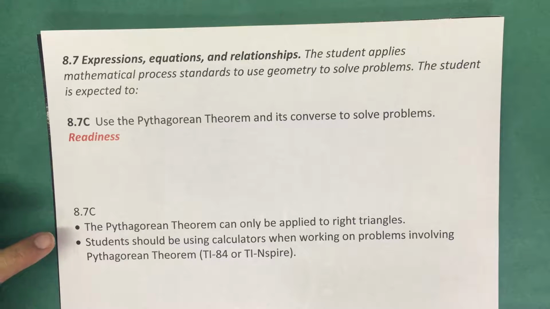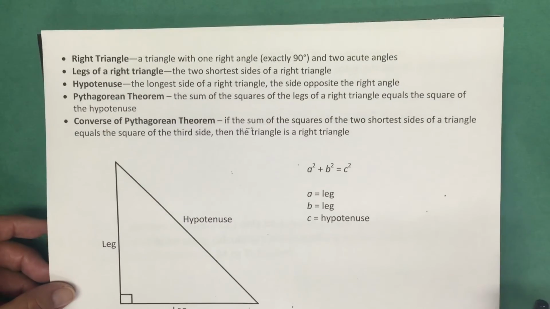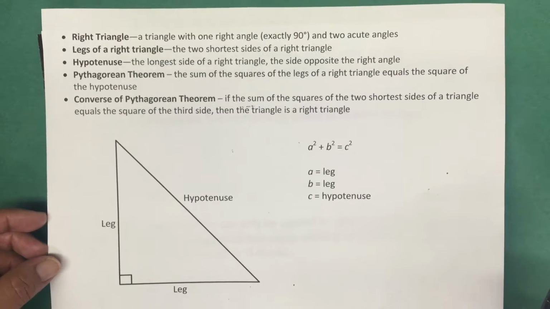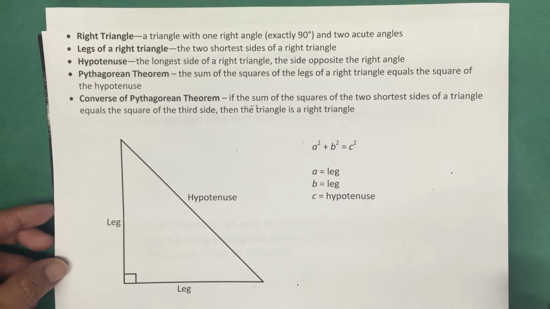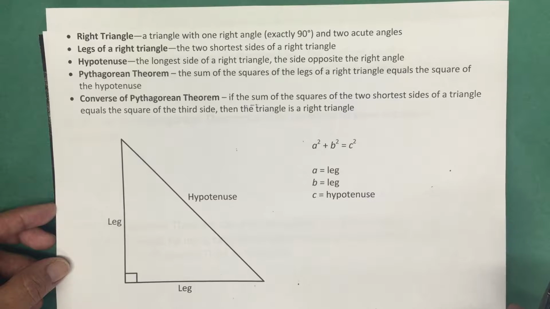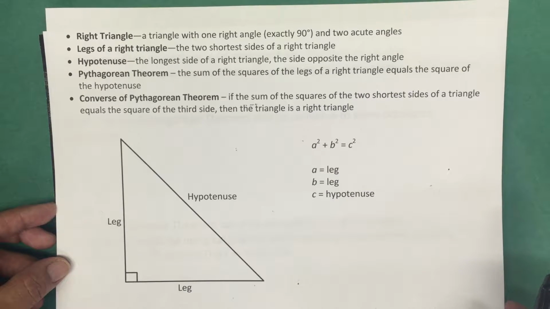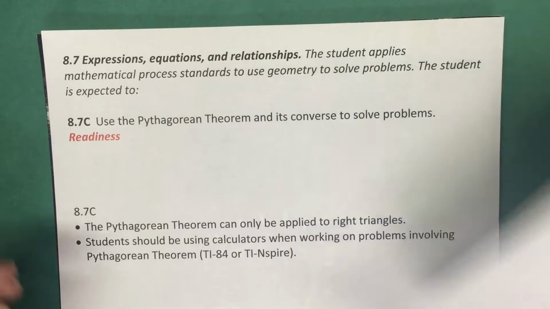Just a couple of notes: the Pythagorean theorem can only be applied to right triangles, and we want to see students using their technology when solving problems with the Pythagorean theorem. In the first video, I did review some vocabulary, and I'm just going to put that up here real quick, but I'm not going to discuss it. You can take a moment to pause the video if you would like to read through this vocabulary.